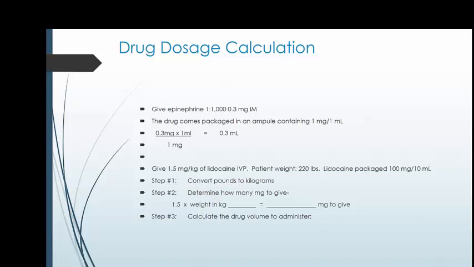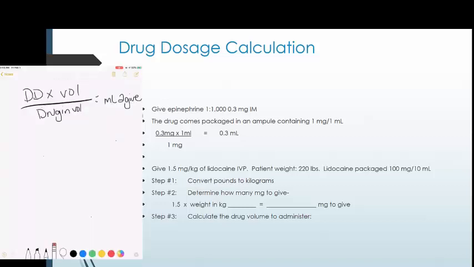This is kind of a multi-step issue here, but let's say we're going to give lidocaine to a patient. We want to give 1.5 milligrams per kilogram of lidocaine IV push. And the patient weighs 220 pounds, and the lidocaine is packaged 100 milligrams in 10 milliliters. So the first step is convert pounds to kilograms. So 220 pounds divided by 2 is 110. 10% of 110 is 11, so 110 minus 11 would give you 99 kilograms.